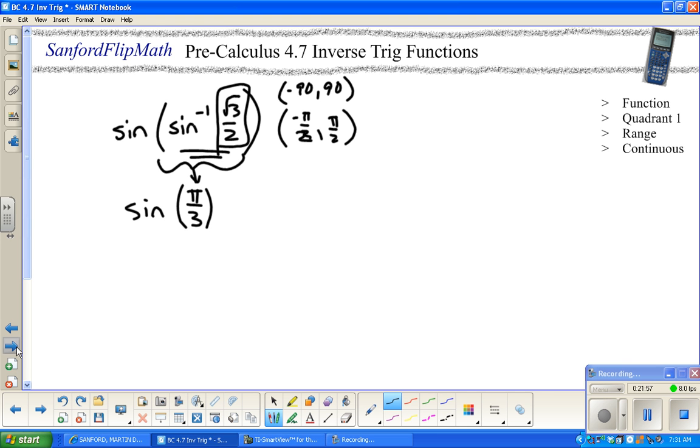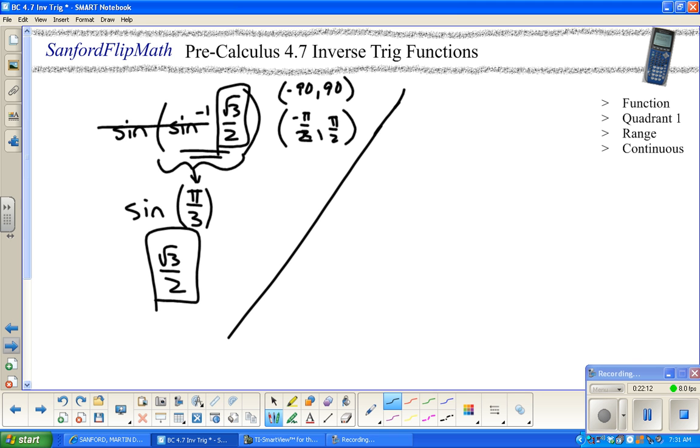If I take the sine of 60 degrees, I'm back to square root of 3 over 2. In effect, they are canceling each other out, and since your answer is already going to be between negative 1 and 1, this is kind of taking care of itself. What if we do something that's totally different? Like, let's do the cosine of the inverse sine of square root of 3 over 2.